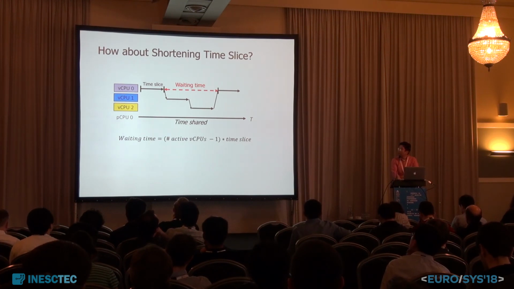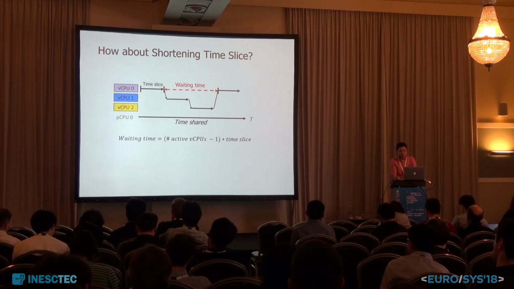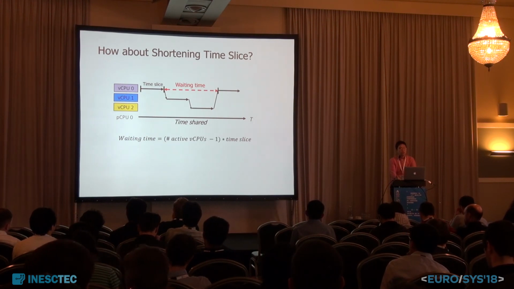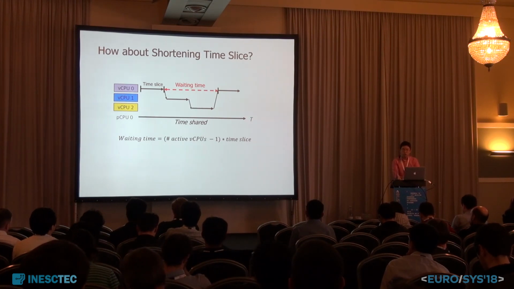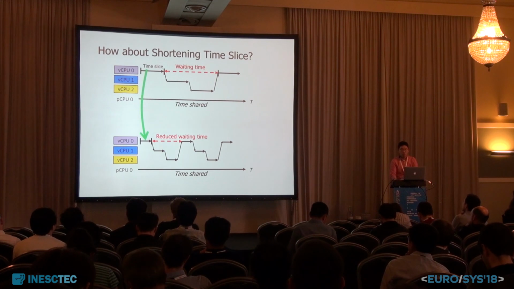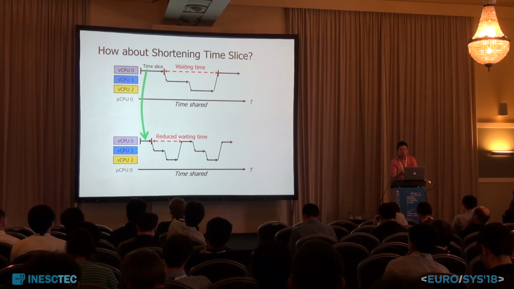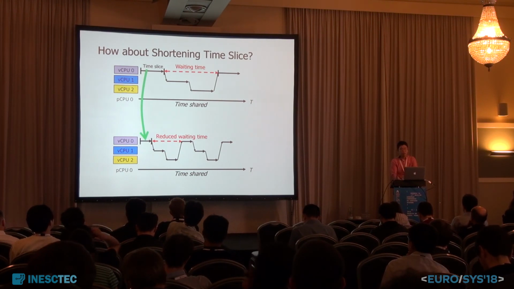So it turns out that virtual CPU 0 needs to wait to be scheduled again until the other virtual CPUs 1 and 2 consume their time slice. In this state, to minimize the waiting time, the straightforward technique we can think of is to shorten the time slice. Since the spin locks and interrupts we've seen before actually require a short period of time, around 100 microseconds, to be completed in solo run, a shortened time slice might be effective.